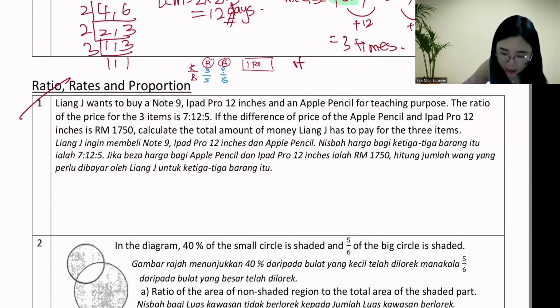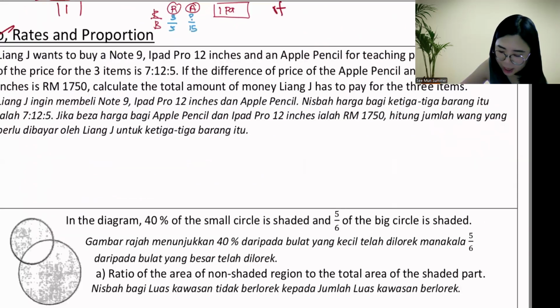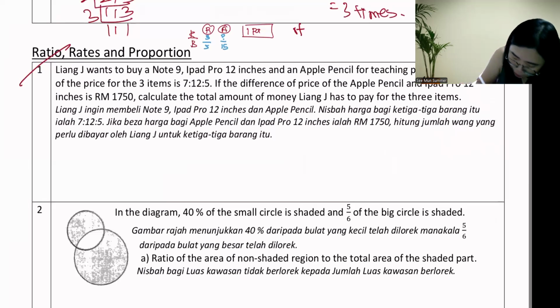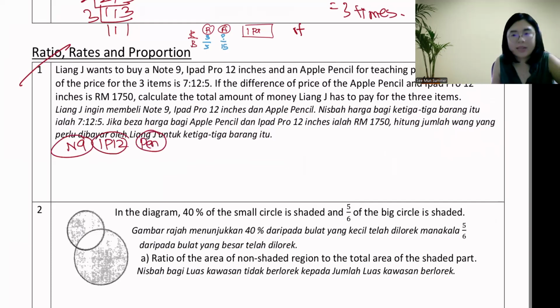Now Liang Jie wants to buy a notebook, iPad Pro, and Apple Pencil for teaching purposes. So there are 3 items here: one is Notepad, one is iPad 12, one is Apple Pencil. And the ratio of the prices of the 3 items is 7, 12, and 5.